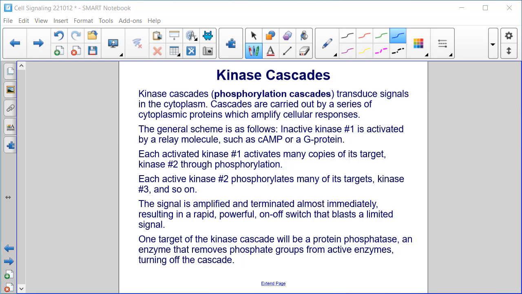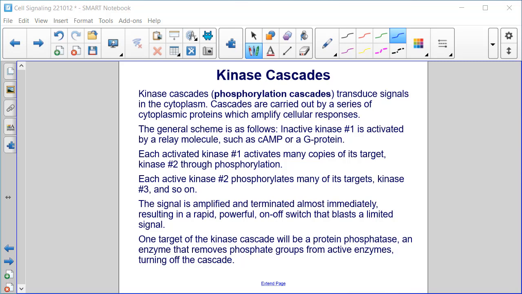Kinase cascades. Kinase cascades, or phosphorylation cascades, transduce signals in the cytoplasm. Cascades are carried out by a series of cytoplasmic proteins which amplify cellular responses. The general scheme is as follows. Inactive kinase number 1 is activated by a relay molecule, such as cAMP or a G protein, which we've seen in a previous section.